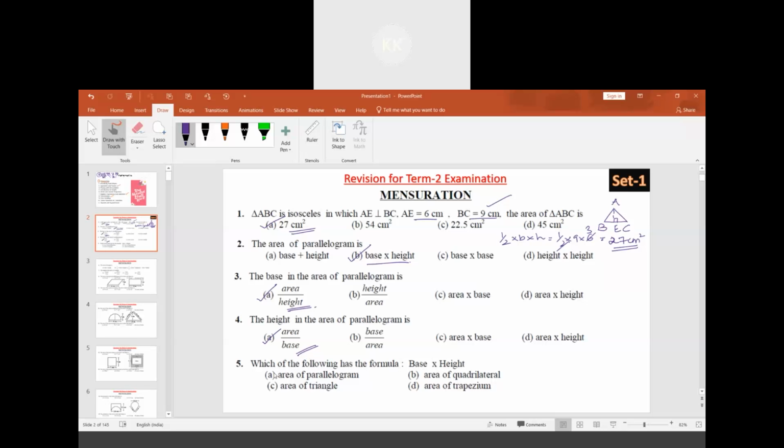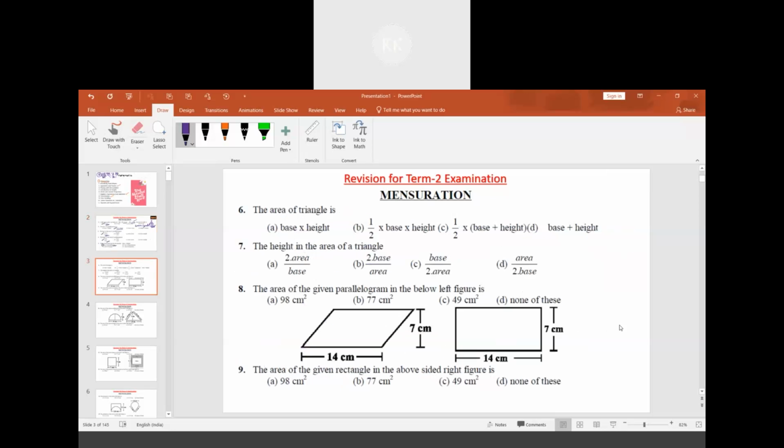Which of the following has the formula base into height? Base multiplied by height is the area of a parallelogram. If half is included, it becomes the area of a triangle. The next question: the area of a triangle is half into base into height. Option B.